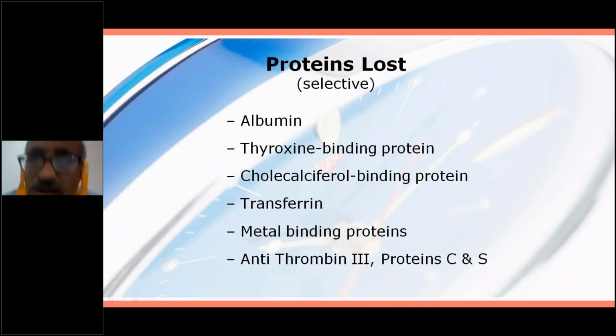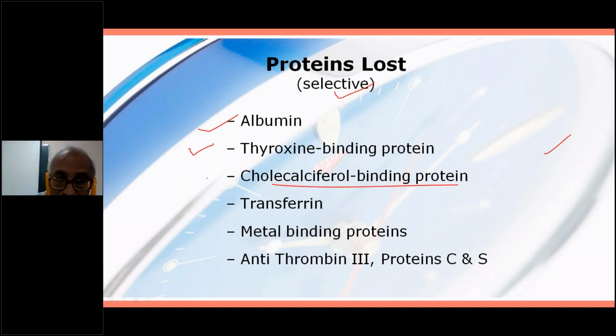The proteins lost, as I said, are a selective proteinuria. Selective means small molecular weight proteins are lost. Albumin is the commonest one, and thyroxine binding protein is also very small. That's why hypothyroidism may develop in nephrotic syndrome. Cholecalciferol binding protein is lost, so vitamin D3 deficiency also manifests. Transferrin is also a small molecule, so its loss leads to iron deficiency manifestations. Various metal binding proteins may be lost.